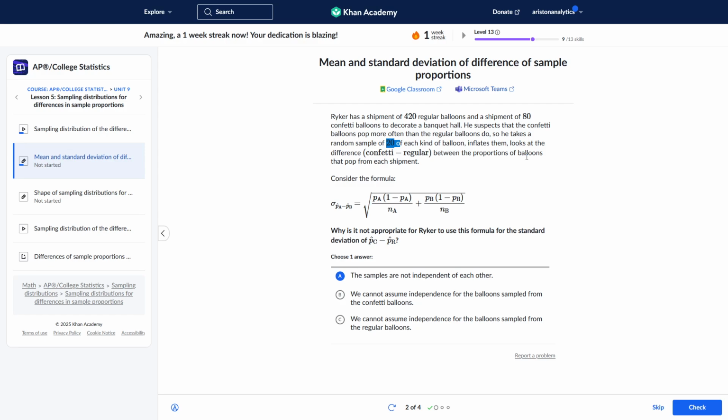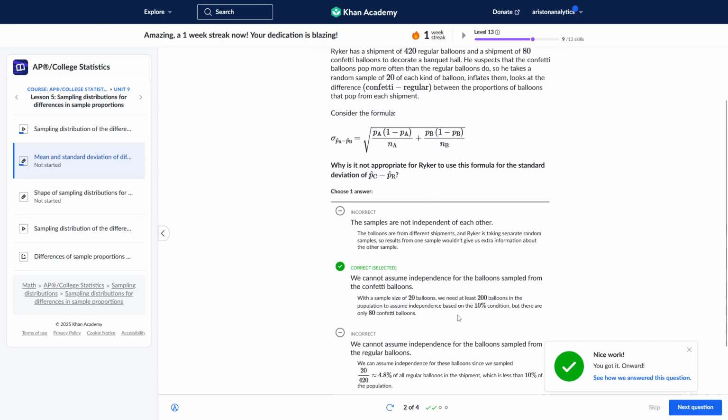20 of each kind of balloon. Oh wait, we can't assume independence because there's no replacement, and we're getting 20 of each kind of balloon. There's only 80 confetti balloons, so yeah, I'm pretty sure.